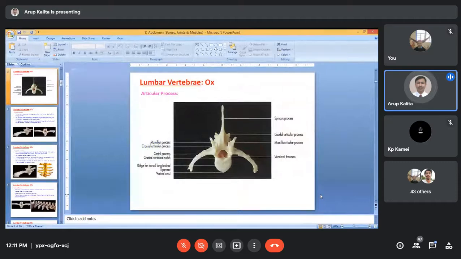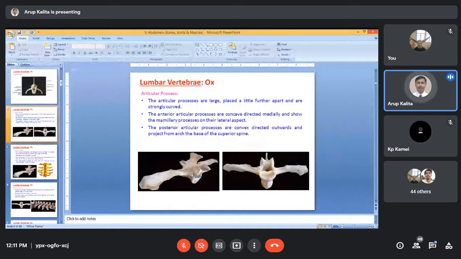Now coming to the articular processes. This is a typical lumbar vertebra. This is the supraspinous process. This is the transverse process. This is the ventral spinous process. This is the articular process. These are the articular processes. There are two anterior articular processes, and this is the posterior articular process.